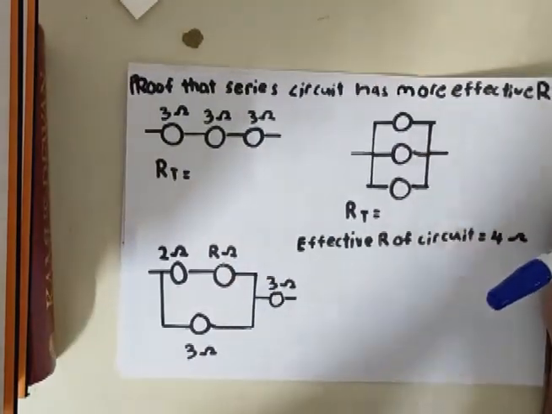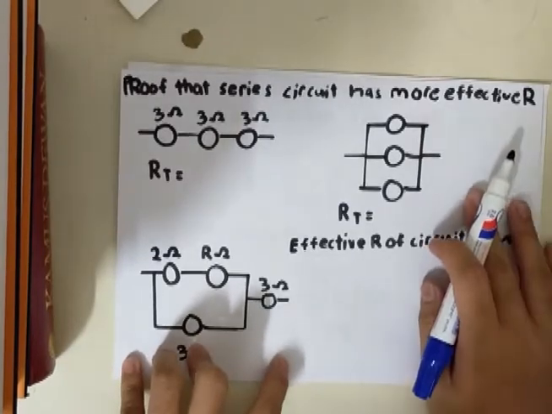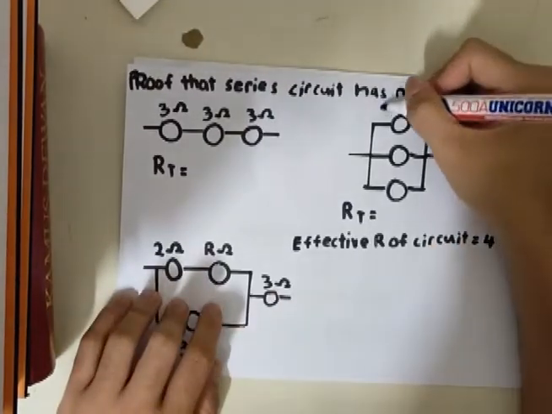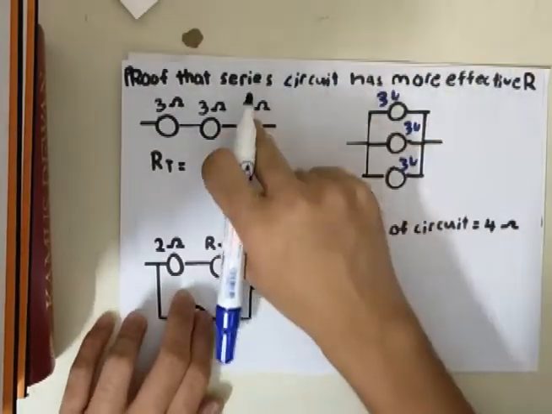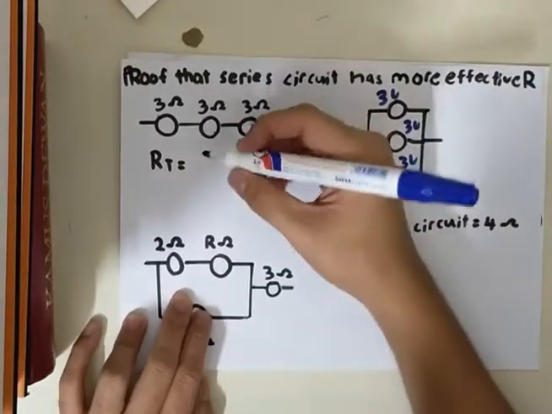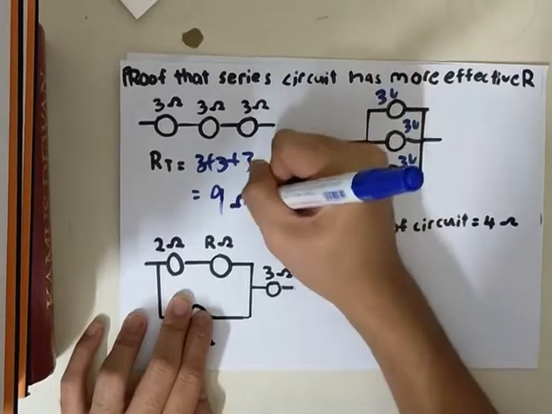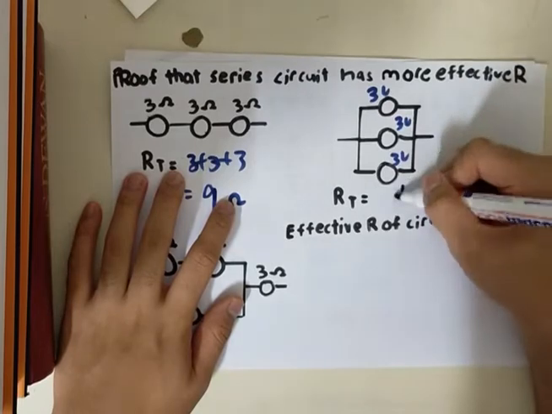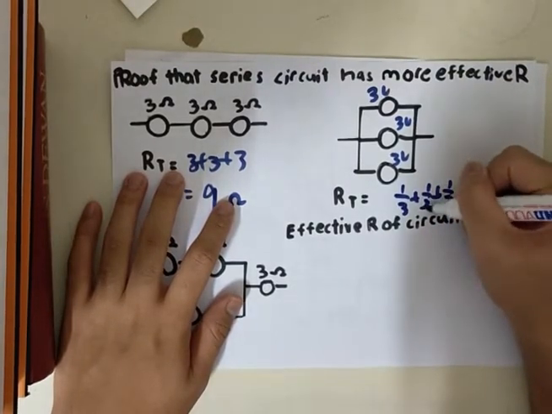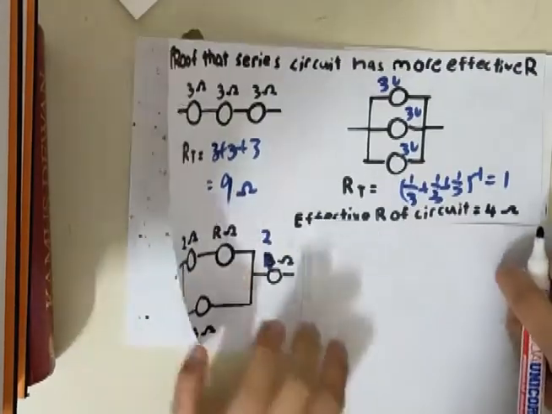Okay, the next thing we will have to do, sometimes they might ask you, is to prove that a series circuit has more effective resistance. So we just prove it with the same type of resistor. We've got 3 resistors here and 3 resistors here. If we put it in series circuit, it will be just 3 plus 3 plus 3 equals 9 ohms. But for this one, it's going to be (1 over 3 plus 1 over 3 plus 1 over 3) to the power negative 1 equals 1.